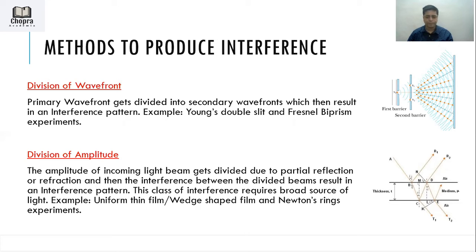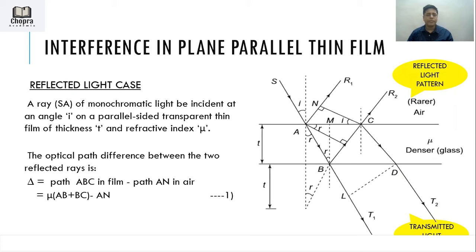The first case we'll be dealing with today is interference in a plane parallel thin film. Here, as you see in the diagram, we have a thin film of refractive index mu and film thickness T, and you have the incident beam, a ray SA of monochromatic light, incident at an angle of incidence I on a parallel sided transparent thin film of thickness T and refractive index mu.